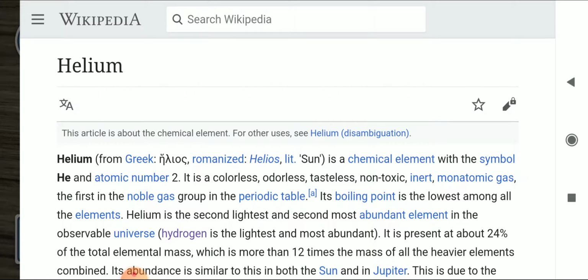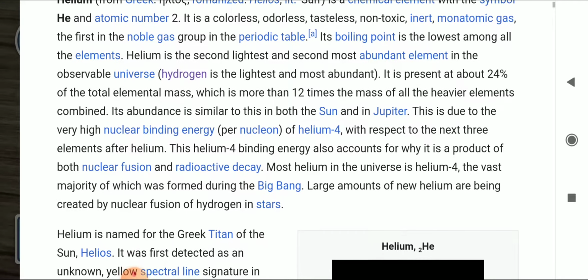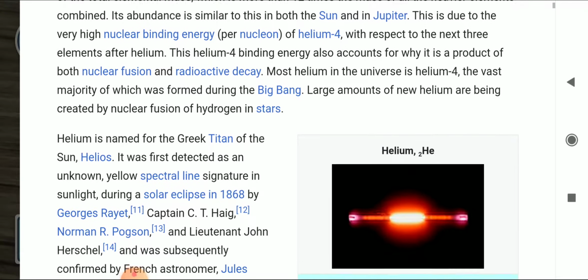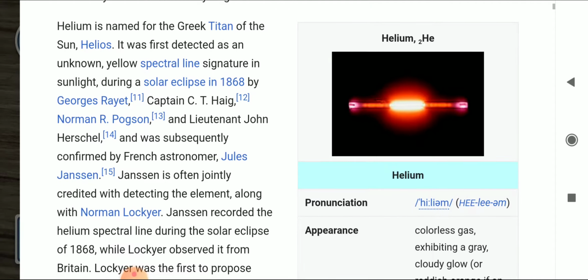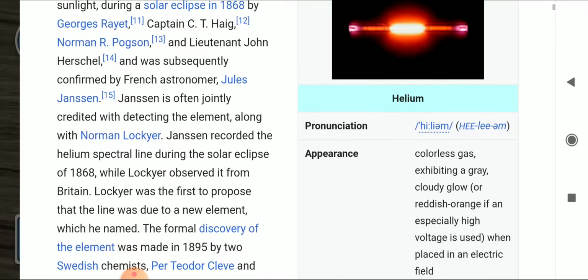Helium is a chemical element with the symbol He and atomic number 2. It is a colorless, odorless, tasteless, non-toxic, inert, monatomic gas, the first in the noble gas group in the periodic table. So all details are given here. Whenever you go through this, all things will appear here. And I hope that by pausing this video you may write all the important points related to it. Who invented it, what was the name of the scientist, everything is mentioned here.